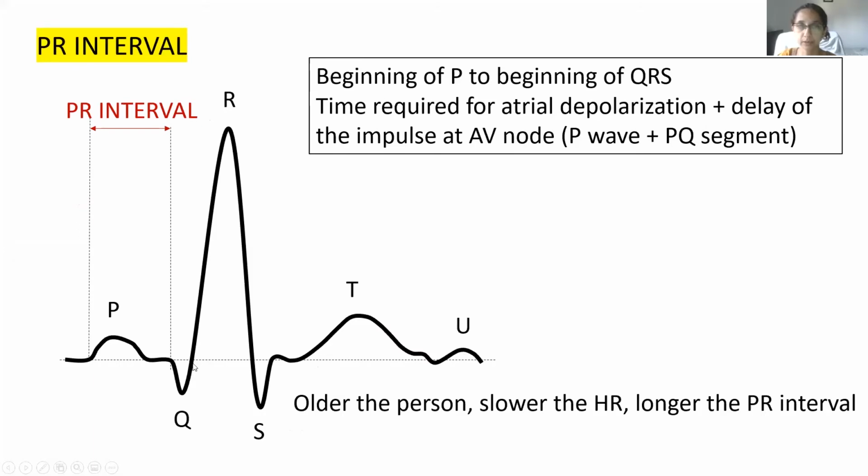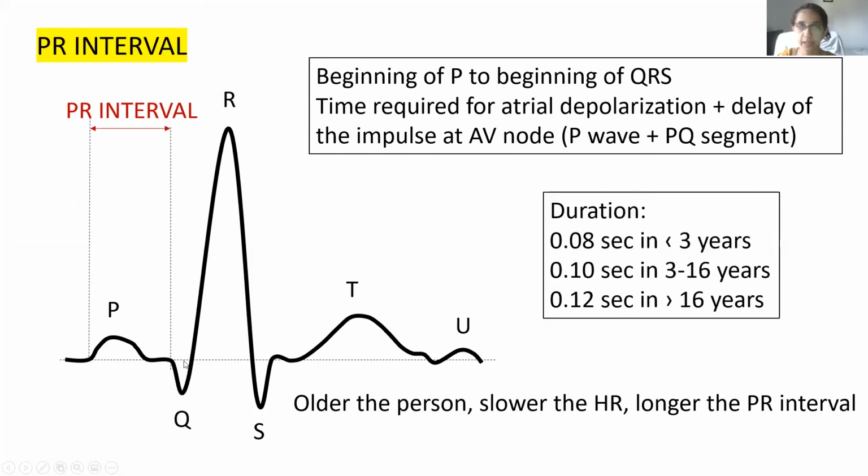Coming to the PR interval, the PR interval is the beginning of P to the beginning of Q. It includes the P wave and the PQ segment. The PQ segment is the delay of the impulse at the AV node. The duration varies from 0.08 to 0.12 seconds. An important thing is, older the person, slower the heart rate, longer the PR interval. This is in contrast to the QT interval, which we will see today.